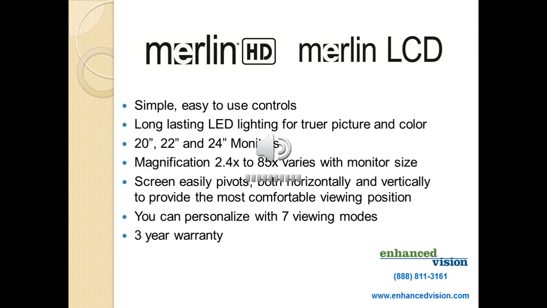Another thing that's nice about the Merlin is the screen does pivot, and it can move both horizontally and vertically. And that can make it so that when you're sitting at your desk or using it, you can make it more comfortable. Some people will have these on their kitchen counters to be able to read recipes because cooking is their life. Well, they're able to turn that monitor over to the side and not have to walk in front of it every time to see it. And so there are 7 different viewing modes with these. And as far as warranties, I guess it's a 3-year warranty.